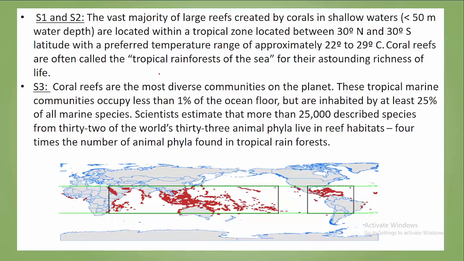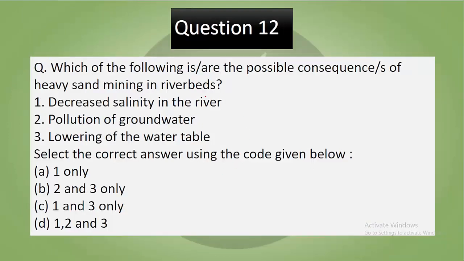So statements first and 2 were correct, and moreover coral reefs are the most diverse communities on the planet, and scientists estimate that more than 25,000 described species from 32 of the world's 33 animal phyla live in the reef, 4 times the number of the animal phyla found in the tropical forest. So 4 times higher animals live in these coral reefs. So therefore all three statements were correct.